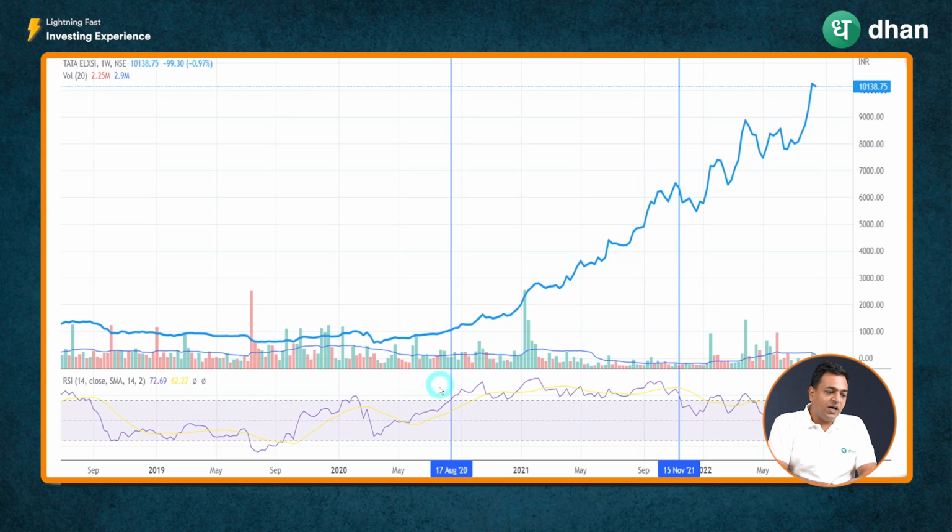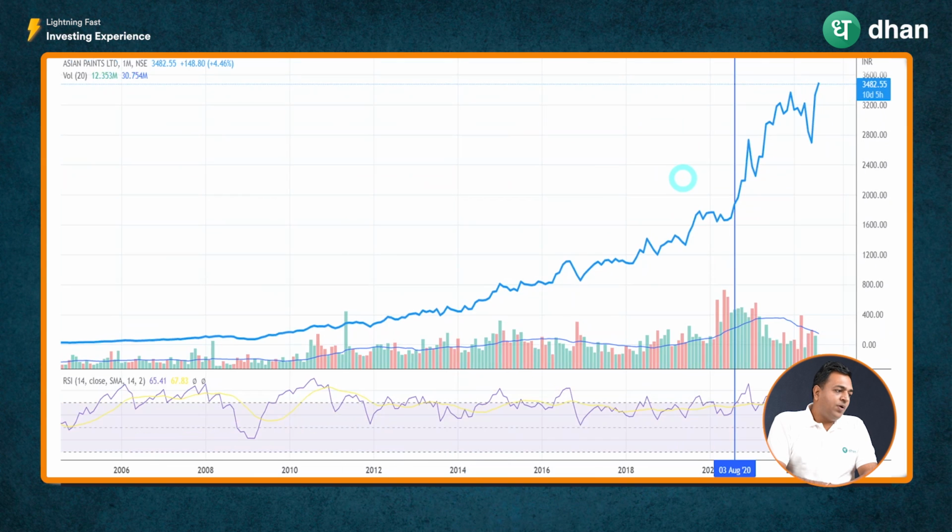The price went up phenomenally, it came down to create a support and again started its bull run. And now from 6000 odd levels, the stock price is hovering around 10,000 odd levels. So I hope this example is now able to burst that myth around the overbought zone and the oversold zone. Let's take a few more examples to elucidate this further.